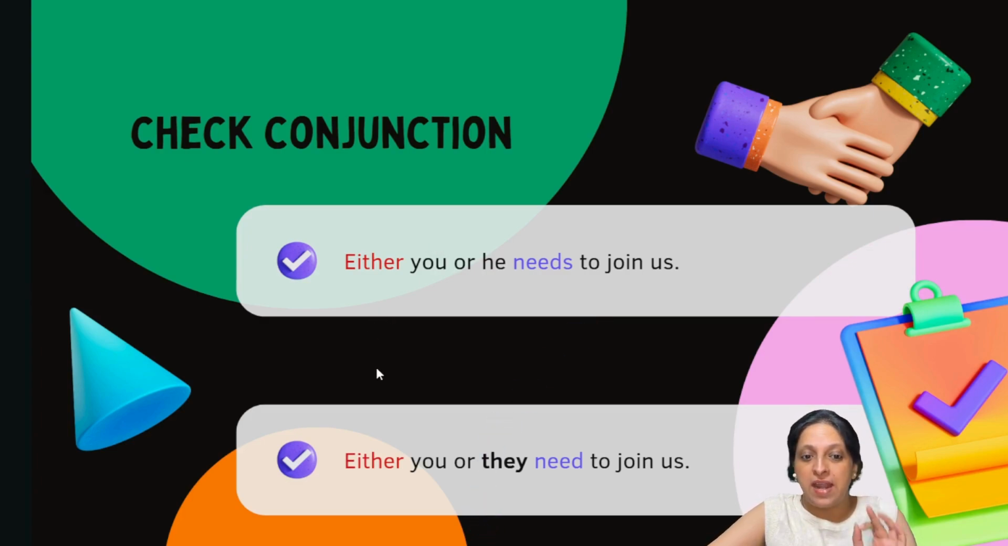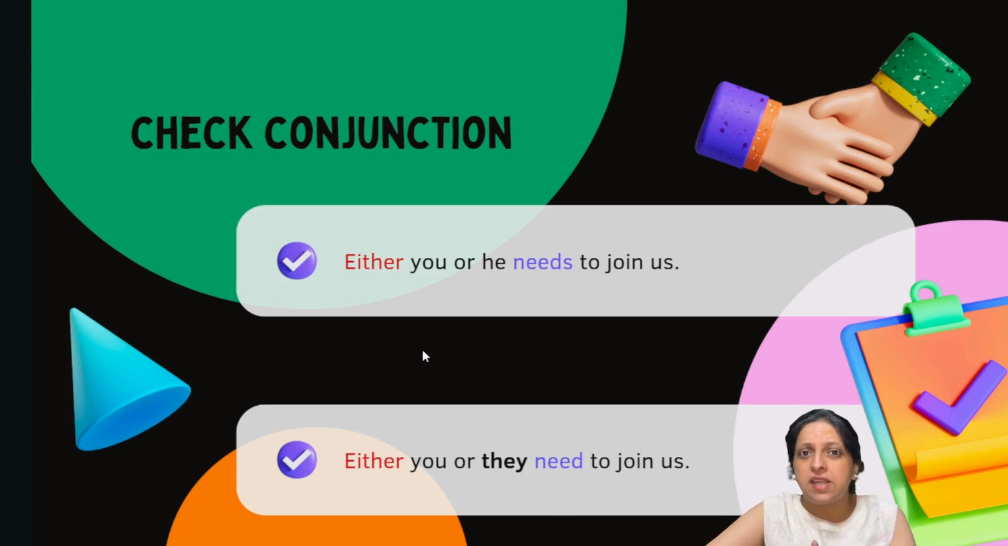Now mind the next one. There's something you have to note. Either you or they. So now I'm talking to you and I'm also talking to a group of people, they. Now we know that this you is a singular subject. But what about they? They is not a singular subject. They is a plural subject.